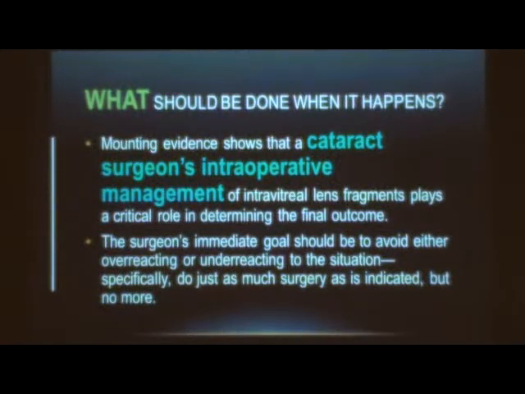So what should be done again? Mounting evidence shows that a cataract surgeon's intraoperative management of intravitreal lens fragments plays a critical role in determining the final outcome. So you are the most important factor determining the outcome of this patient, not the vitreous surgeon. The surgeon's immediate goal should be to avoid either overreacting or underreacting to the situation. Specifically, do just as much surgery as indicated, but no more.